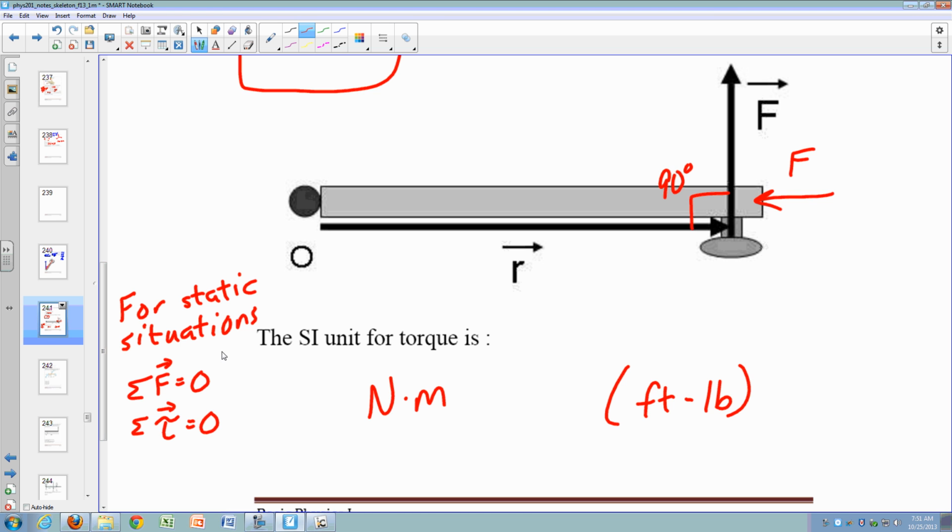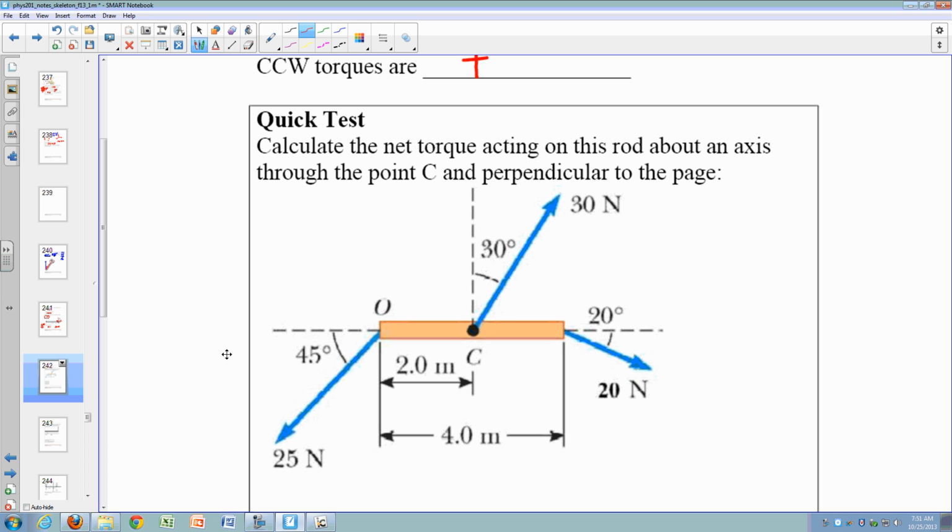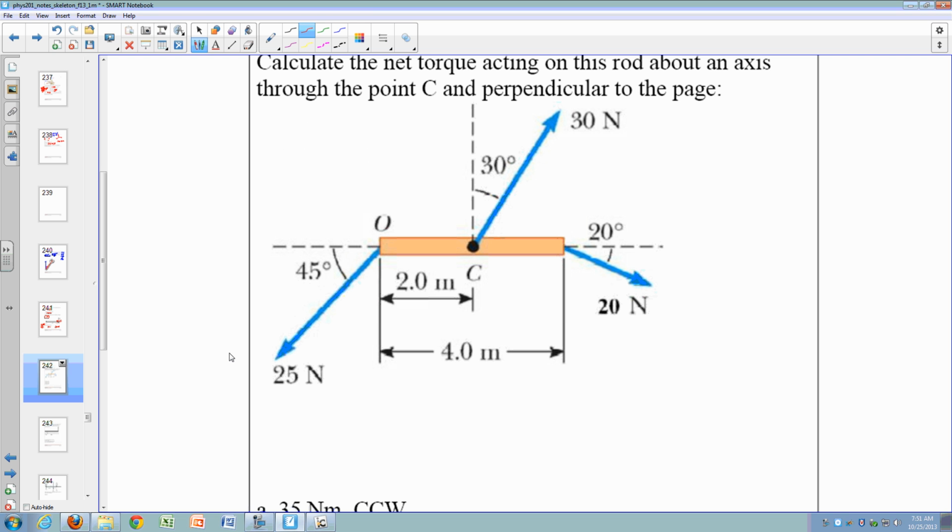Let's do a simple clicker question here. I think you have a homework question that's similar to this. In this problem, you want to calculate the net torque. All you're doing here is just determining the torques and adding them up, taking the clockwise to be negative and counterclockwise to be positive. So remember that the magnitude of our torque is F r sine theta, and clockwise torques are negative and counterclockwise torques are positive.